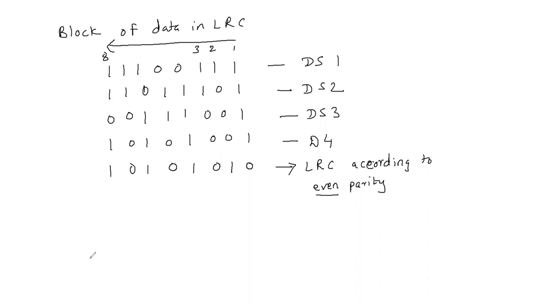We check from right to left and see the number of ones. The objective here is to make the total number of ones in each column an even number of ones. So accordingly the data bits are added to make the entire data even parity data.